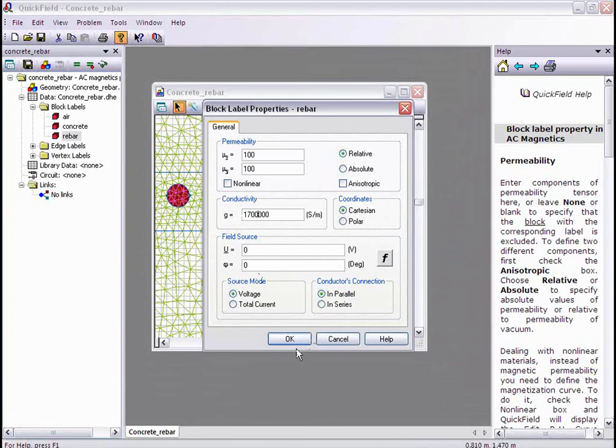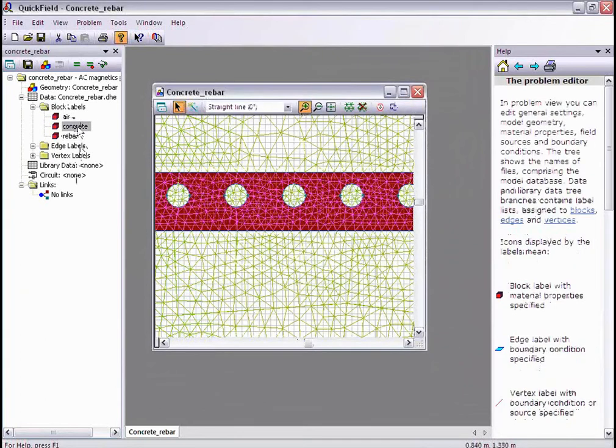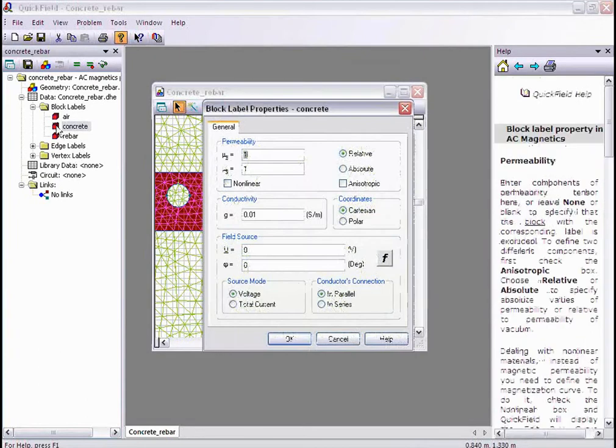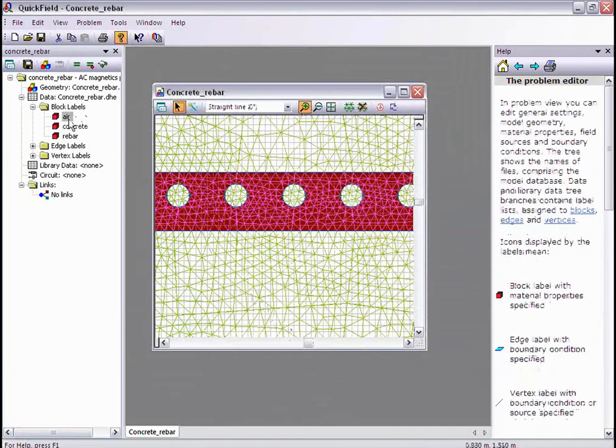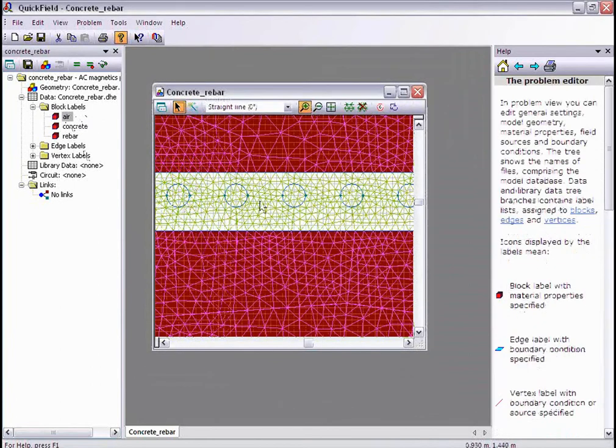times 10 to the 6 S per M for conductivity. The concrete we're taking is weakly conducting, unit permeability, and 0.01 S per M. And this value will change with time. As the concrete ages, its conductivity will change. And the air has, of course, unit permeability and no conductivity.